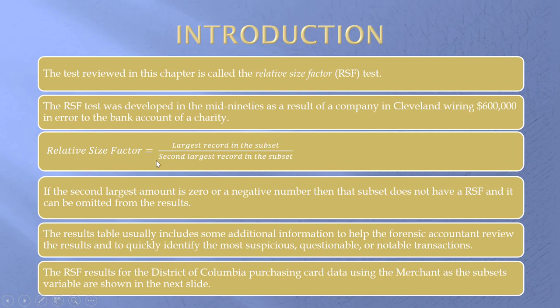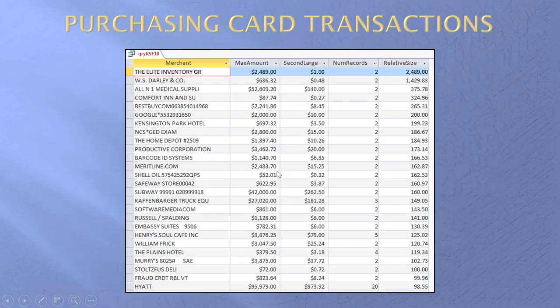We just have a few things to worry about when we actually do the calculations. If the second largest record is 0 or a negative number, we get results that don't have too much meaning. So, if we look at the purchasing card transactions for the District of Columbia, this is one merchant, largest, second largest, and we have a huge ratio. Largest, second largest, and we have a huge ratio.